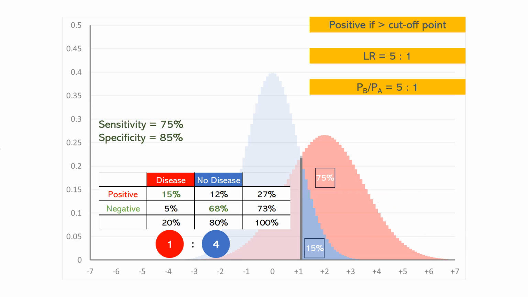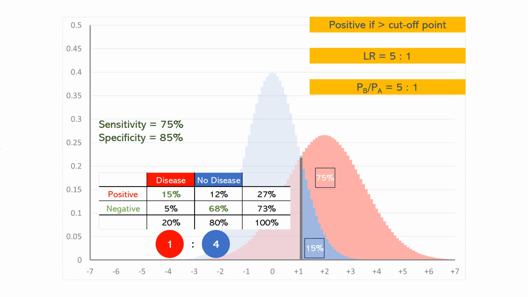I didn't mention before that we were considering the prevalence of the disease in the total population A plus B to be 50%. What if the prevalence wasn't 50%? Let's say it is now 20%. We can adjust the values in the confusion matrix on the basis of sensitivity and specificity. So, in this case, 75% of 20% is 15%, and 85% of 80% is 68%. Now we are starting with a likelihood ratio of 1 to 4.